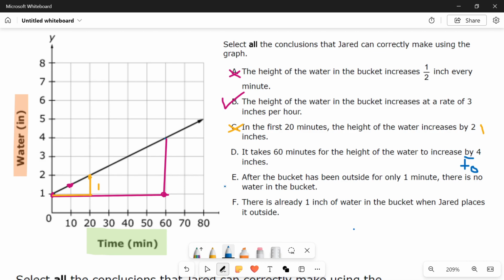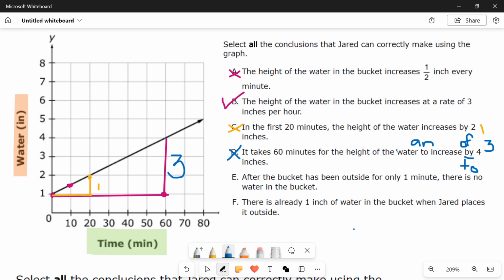When we write the word by, that's talking about how much change there was from this to this, which is a change of 3 inches, not an increase by 4 inches, but an increase by 3 inches. Or another word we would often use is an increase of 3 inches. It's another way to write it. So when we say it takes 60 minutes for the height of the water to increase by 4 inches, that's false. If it said it takes 60 minutes for the height of the water to increase by 3 inches, that would be true because it is increasing by 3 inches. Anyway, we don't like that.